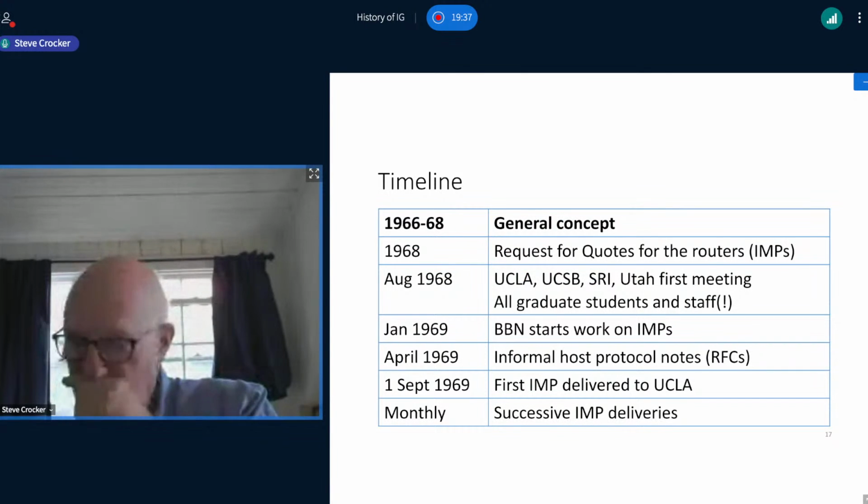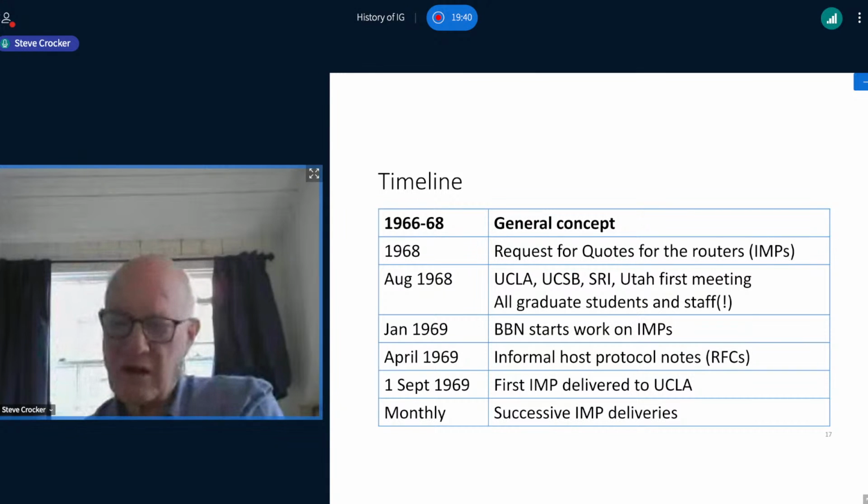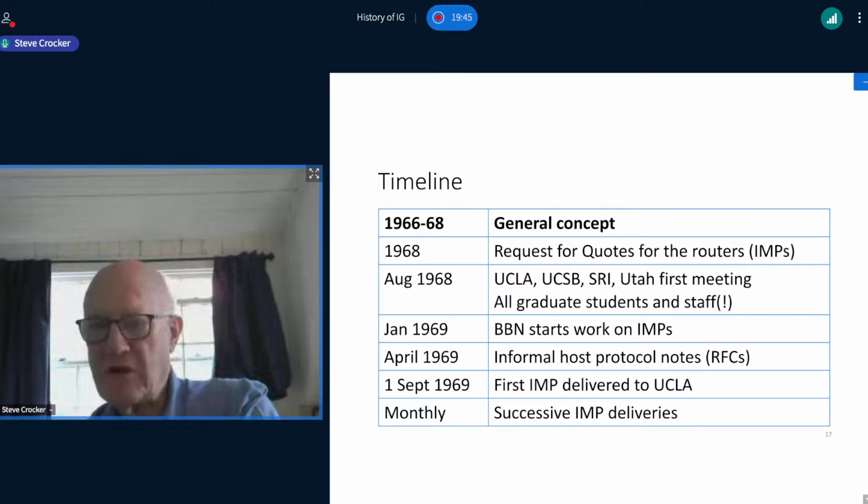So here's the timeline that is a little bit more fine-grained than what I talked about at the outset. There was a design period, roughly 66 to 68, and then finally a request for quotations was sent out from the government to build the IMPs and have them installed. Most of the focus up to that point had been on the topology of the network and on the cost of the communication lines and the efficiency and so forth. Not a whole lot of attention on what the hosts were actually going to say to each other and how they were going to do that.